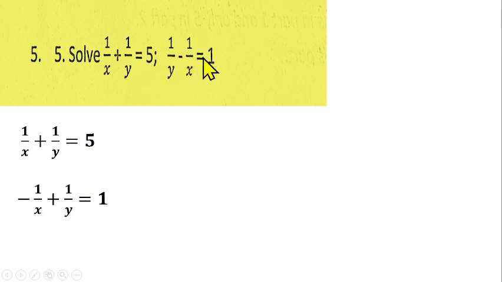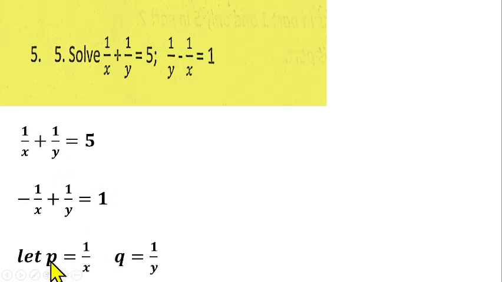minus 1 over x equals 1, but I rearrange this one so that x is first here, as in the first equation. So you have minus 1 over x plus 1 over y equals 1. There's no way we can solve these two equations like this. There are ways, but the simplest way of doing it is that first of all we represent this 1 over x by something and represent 1 over y by something as well.